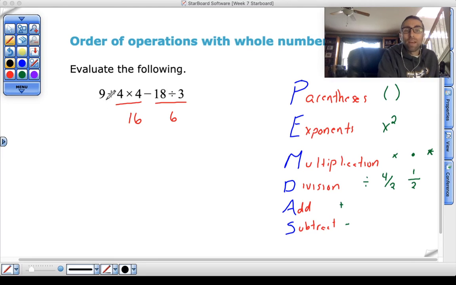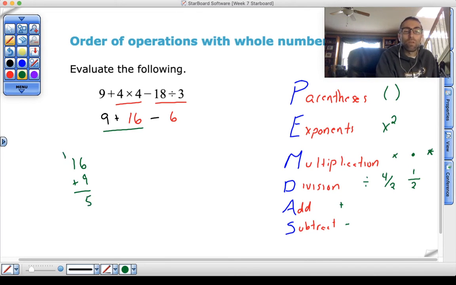I'm going to bring down the 9 plus that I did not use. And I'm going to bring down the subtraction symbol that I didn't use. And now I have an addition subtraction equation, and I'm going to do all of this from left to right. So the first thing I'm going to do is add up my 9 plus 16. So I can say that is going to be 16 plus 9. 6 plus 9, I'm going to get an answer of 15.